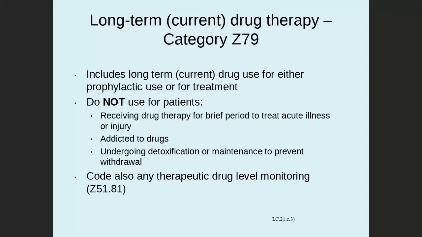Z79 includes long-term drug use for either prophylactic use, preventive, or for treatment. Do not use these codes if the patient is receiving drug therapy for a brief period to treat an acute illness. So this is long-term only. Don't use these for an addiction. Don't use these if the patient is undergoing detoxification or maintenance to prevent withdrawal under an addiction. You may also code therapeutic drug level monitoring, which may be why the patient is being seen. So they say long-term drug therapy, therapeutic drug level monitoring.